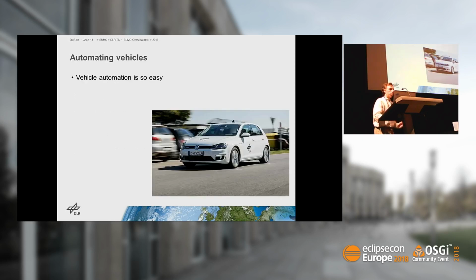Okay, next point. Automating vehicles. That's always a nice one for simulation people, because for simulation people, vehicle automation is probably the easiest thing to do. Because, in fact, what we are doing here is building vehicle controllers. Very easy ones, very simple ones. But in fact, most of our vehicles are closer to what an automated vehicle does than what a human does.